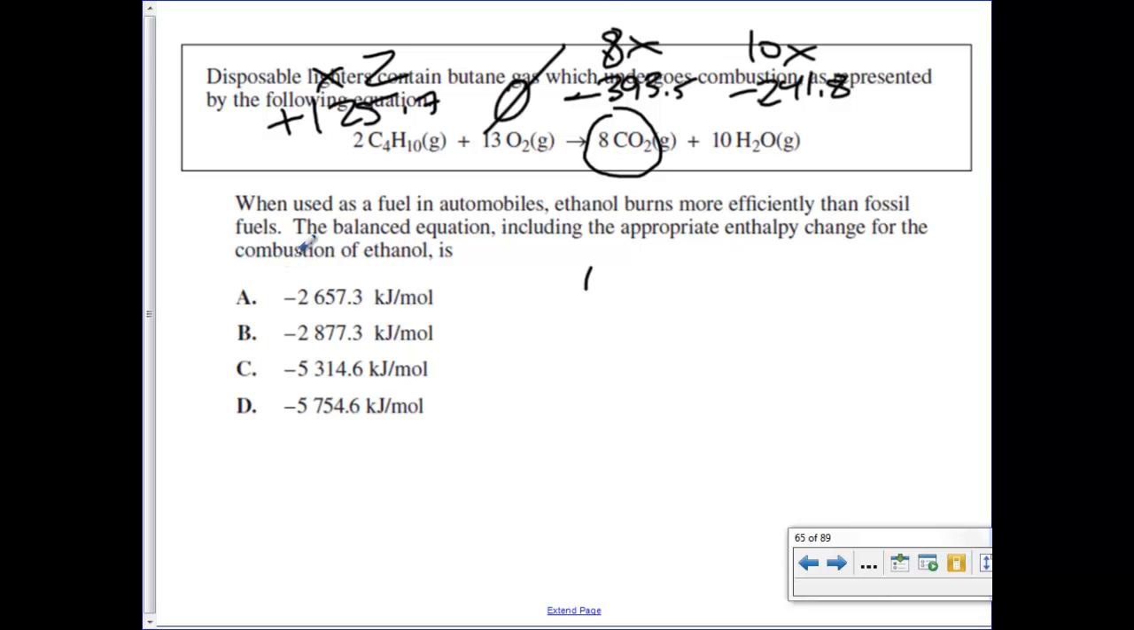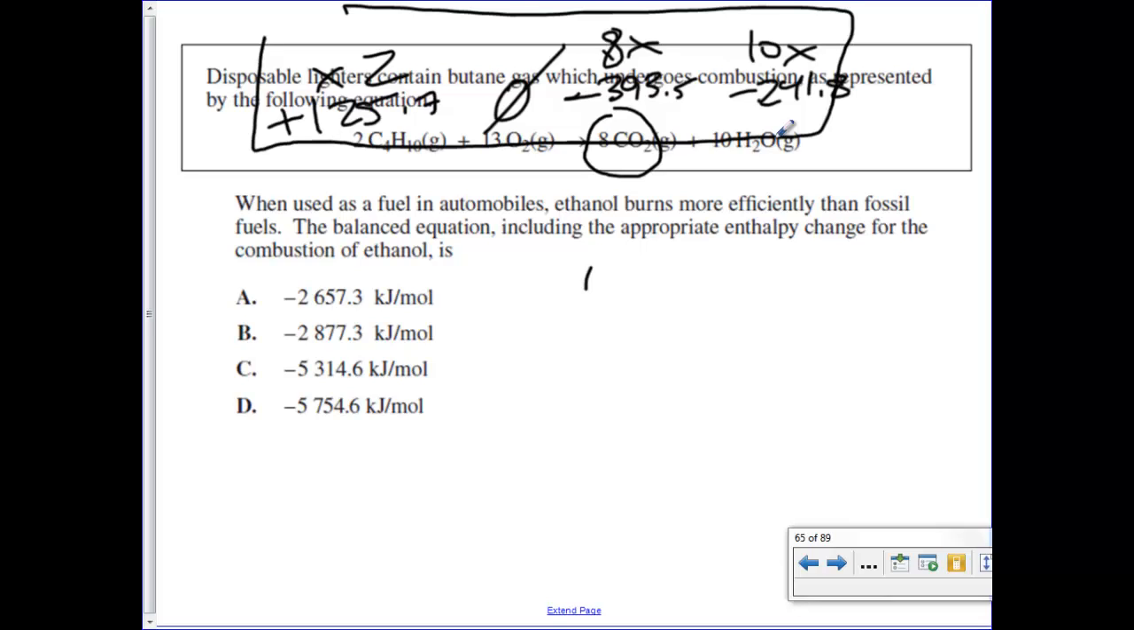Although since it wanted the combustion of ethanol, we're then going to re-divide by 2 because there's a 2 right there. But before we do that, let's put all this stuff together. So times this guy by 2, times this guy by 8 as a negative number, times this guy by 10 as a negative number, and just find what all of that is as a number. Like add them up together? Yeah, add them all up together.